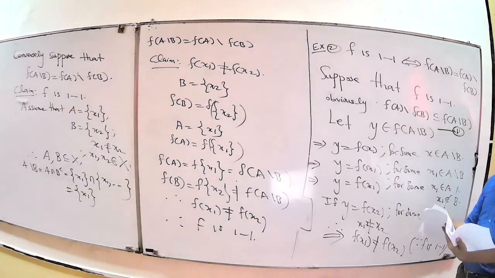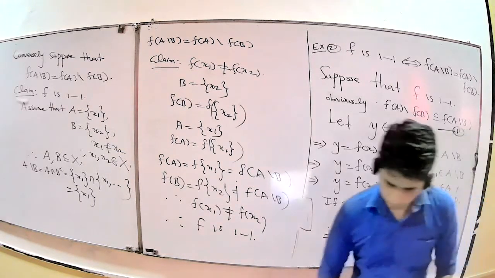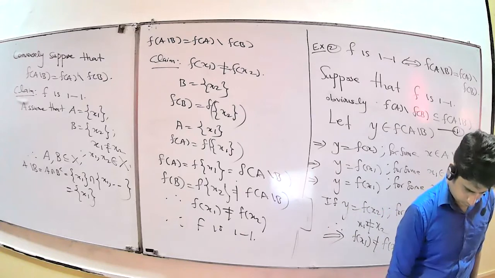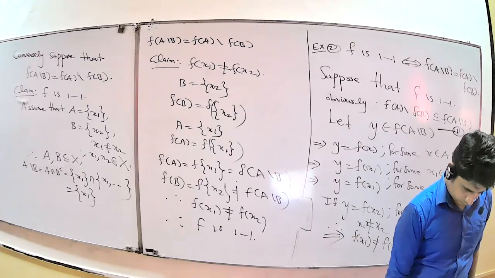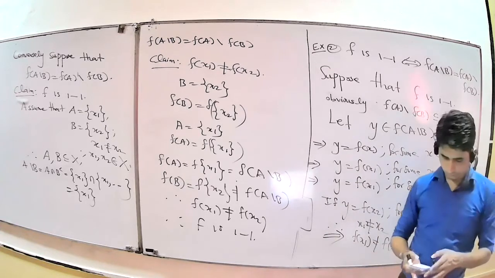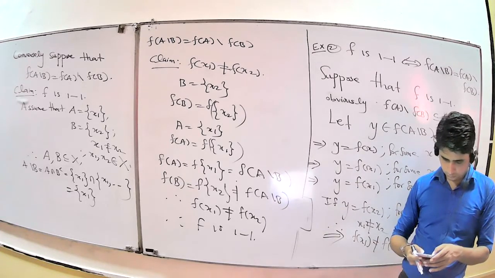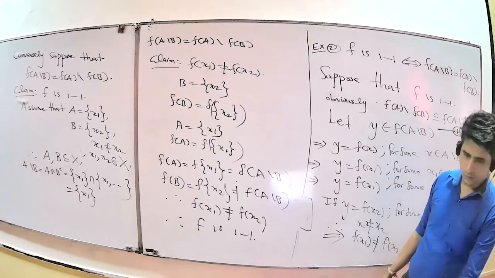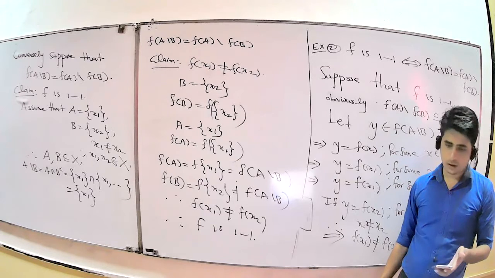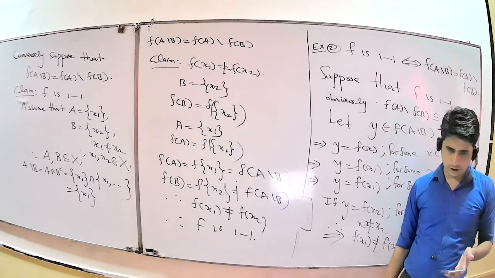Next question. You have to prove that, suppose A, B subset of Y and f from X to Y is a function, then there are 6 properties, right? You want to show these 6 properties.